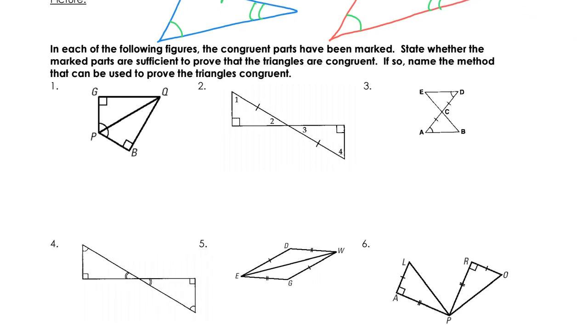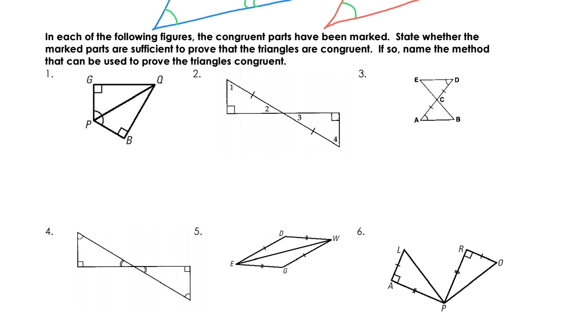All right, going down, it says in each of the following figures, the congruent parts have been marked, and we're going to state whether the marked parts are sufficient to prove that the triangles are congruent. If so, name the method that can be used to prove the triangles are congruent. And right now we will have, and this will be our 4th method. The very first method we learned was side angle side, then angle side angle, then easy one of side side side, and now this one, which is angle side. Okay, make sure that you don't get these 2 confused. Right. All right, so in number 1, we'll go ahead and highlight our triangles.